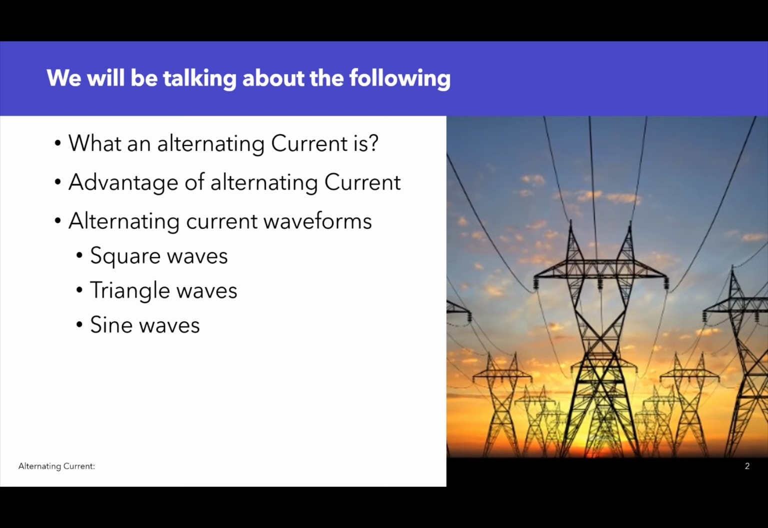Once we have talked about these things, we will discuss what sine wave values are. A sine wave has peak values, RMS values, and average values. I didn't put it on this slide, but we will talk about these in detail in the upcoming slides. After that, we will review this session and see how that goes. So let's go ahead and do some introduction about AC, or alternating current.